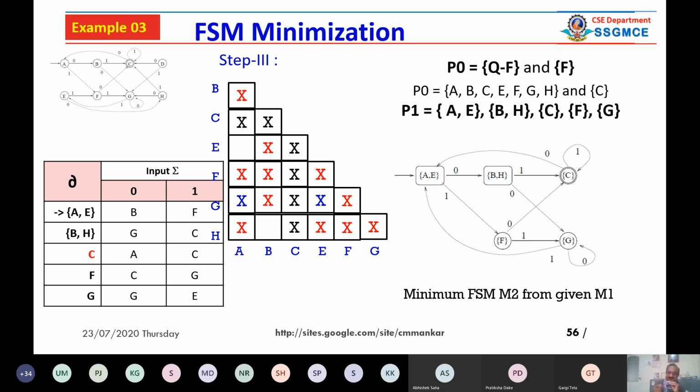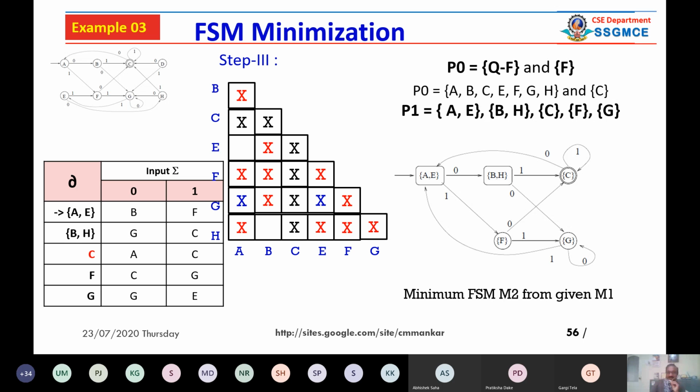So here AE is equivalent pair, BH is equivalent pair. You can merge. So instead of considering two states, you can consider this as a single state. So in this way, we are able to minimize. So this is one method. So every time this method is not fruitful or useful, it depends on the complexity of the diagram.